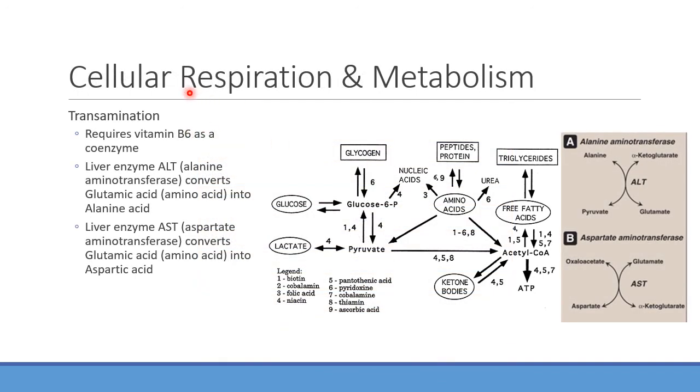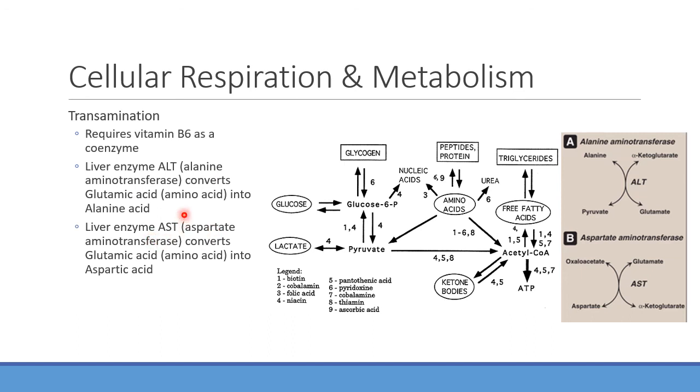Okay, so one of these processes that can help convert some of these amino acids is transamination. Again, this requires B6 as a coenzyme. Remember, coenzymes are other molecules that help kick off that enzymatic process. But one of the big ones you'll see, and measure quite frequently in your patients, especially if you're considering hepatic damage, is the liver enzymes ALT and AST. They stand for alanine aminotransferase and aspartate aminotransferase, respectively.